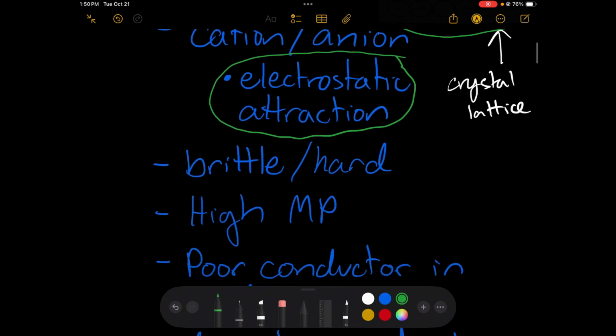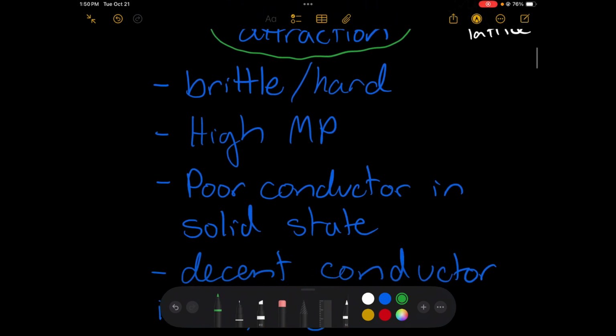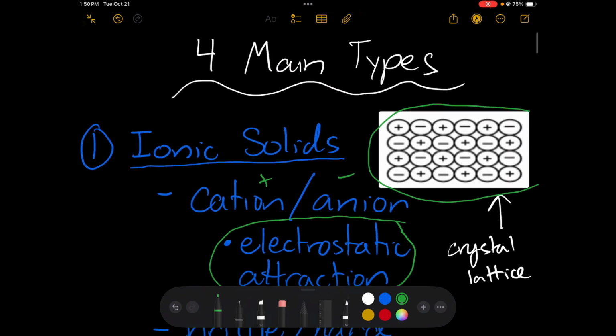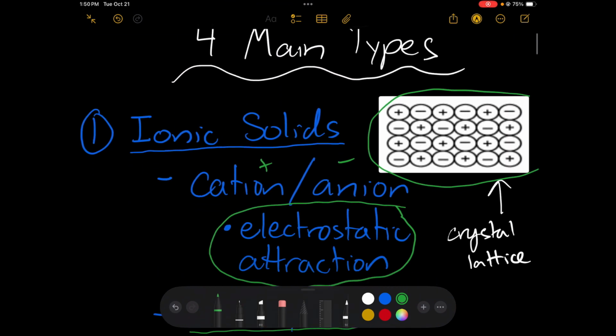Ionic solids tend to have some common properties. They tend to be brittle or hard. And the reason they tend to be both brittle and hard is because there is an element of repulsion that can happen when we start stacking ions next to one another.